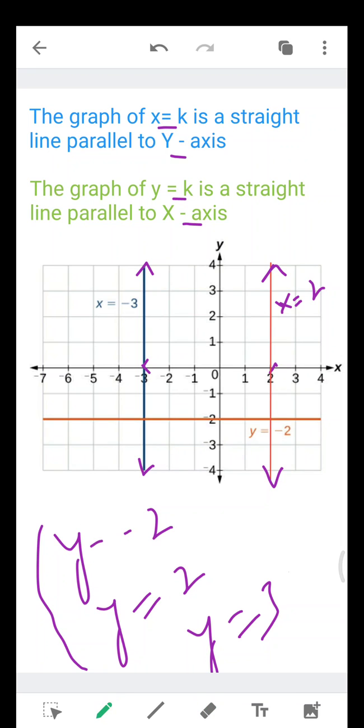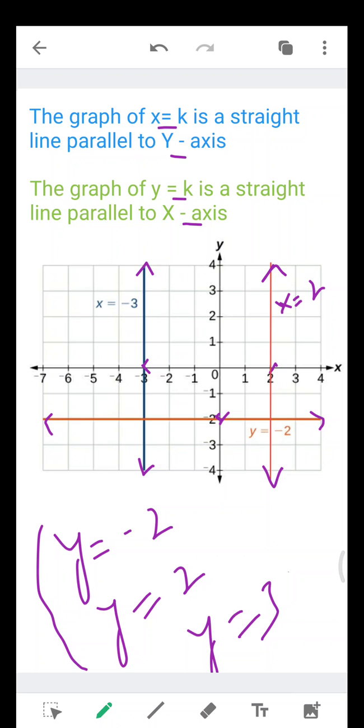So how will the graph be? It will be parallel to the x-axis. You can see here y equals minus 2 is here. From there we are drawing a line parallel to the x-axis. So this is the graph of y equals k.